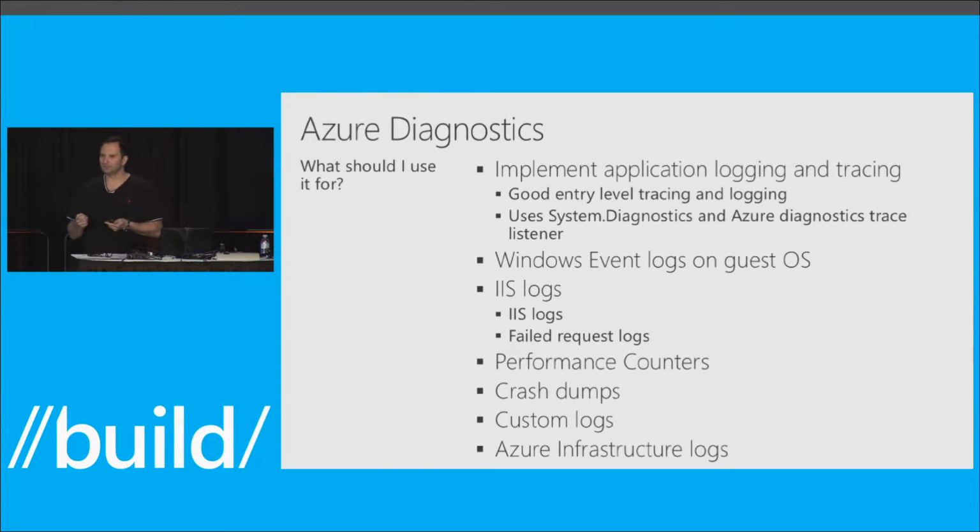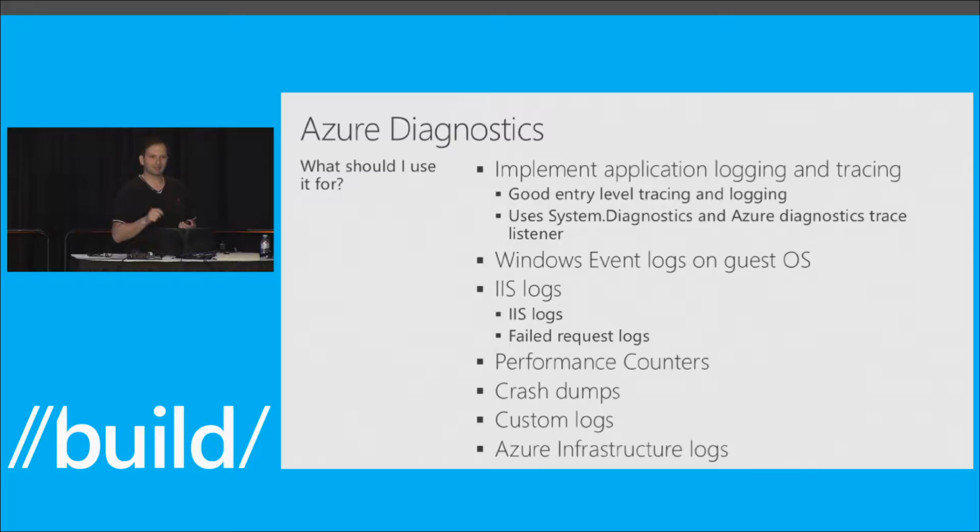If you've used System.Diagnostics, like Trace.Error in an exception handling branch, then these messages are actually being routed to the diagnostics trace listener and written to storage. The other thing that Windows Azure Diagnostics helps you with is collecting Windows event logs on the guest operating system, meaning the instance of the cloud service. It also gathers IIS logs and failed request logs.